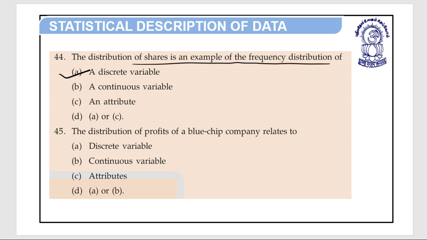Question number 45. The distribution of profits of a blue chip company relates to discrete variable, continuous variable, attributes. D, A or B? No. So option B, continuous variable is the right answer.